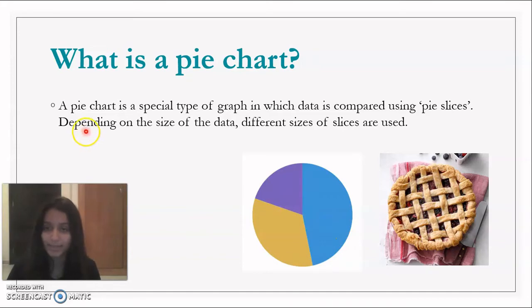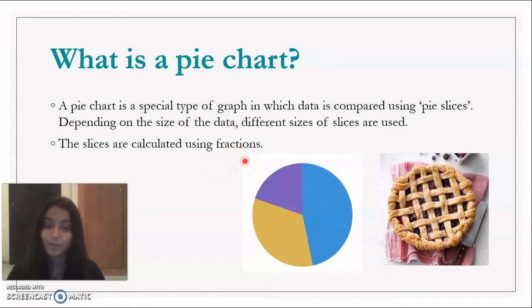Now look at this sentence. Depending on the size of the data, different sizes of the slices are used. So from this you can clearly tell that the data that is represented by this blue color over here is going to be the biggest. And then this color over here is going to be a little smaller, and the purple is the smallest, right? Now, the slices are calculated using fractions.